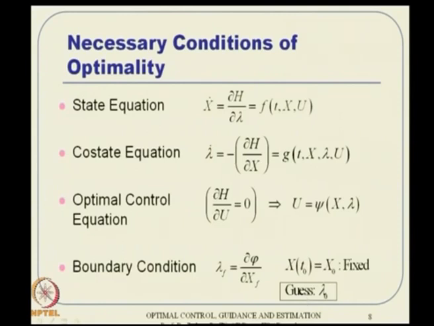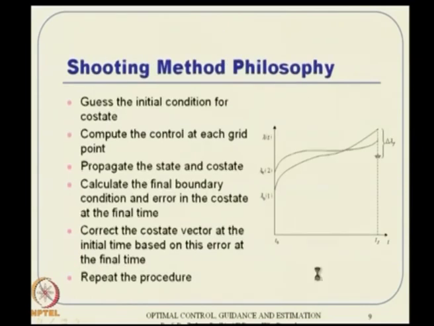And once you get your XF, then you can get this lambda F. And once you get your lambda F, then using this condition, you can integrate this equation backwards from TF to T naught. And that is how you get a guess value for lambda 0. So, lambda 0 is not a trivial task because of several reasons like that.